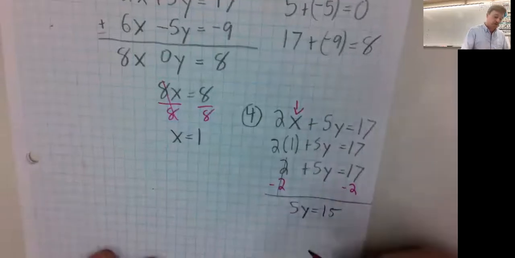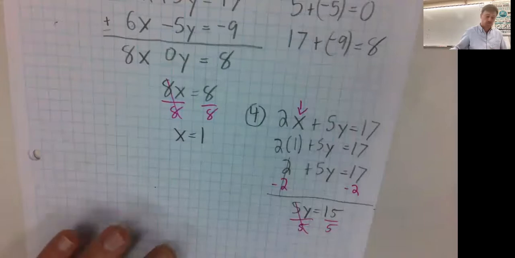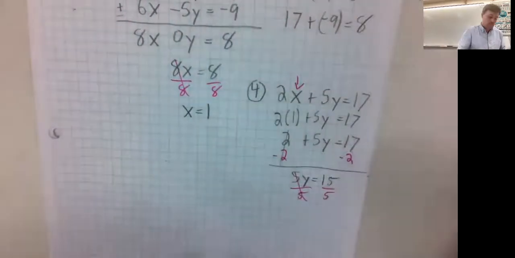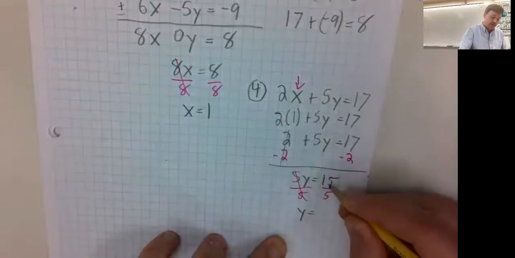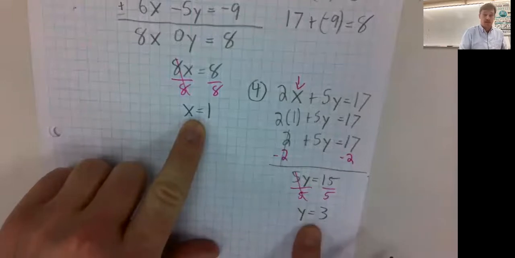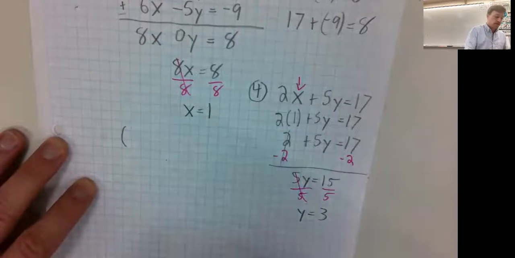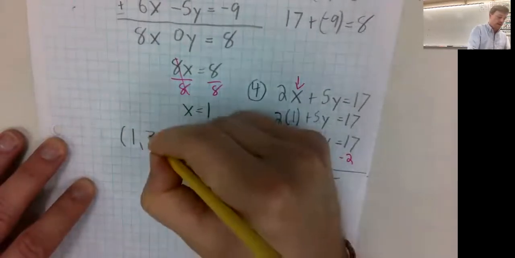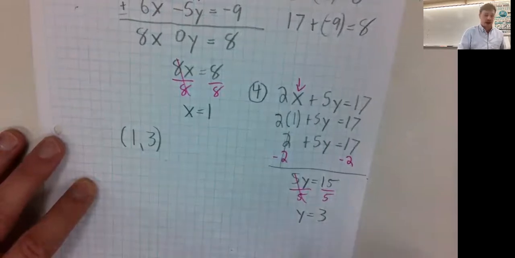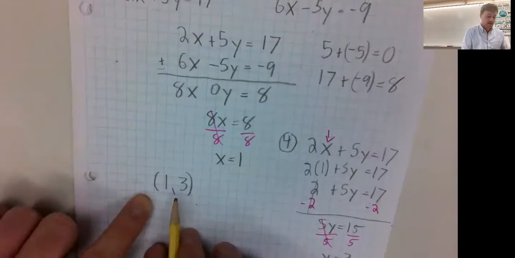Final step is to divide by that coefficient 5 so that the 5's drop out. And I'm left with y equals 15 divided by 5 is 3. I've got my x value. I've got my y value. Now I can just come up with my solution. 1, 3 is my solution. And there's my answer for this problem here, the solution 1, 3.